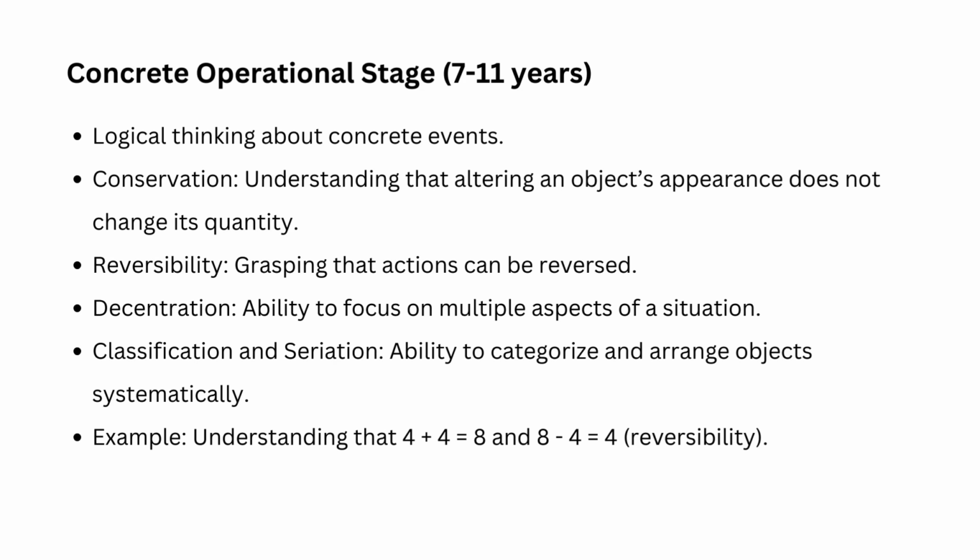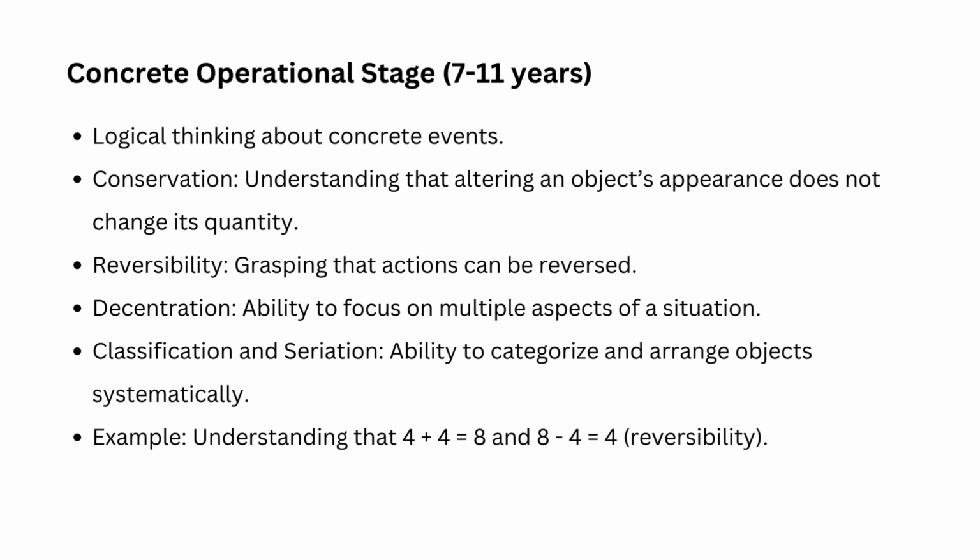Reversibility is the understanding that objects can be changed and then return back to their original form. For example, if a child understands that 4 plus 4 is equal to 8, they also understand that 8 minus 4 is equal to 4. This is a key development because it marks the ability to think through steps both forward and backwards.